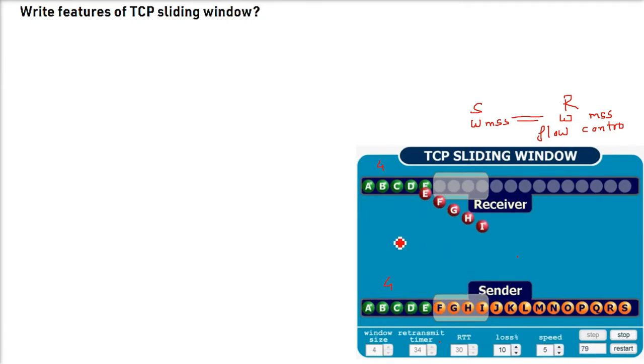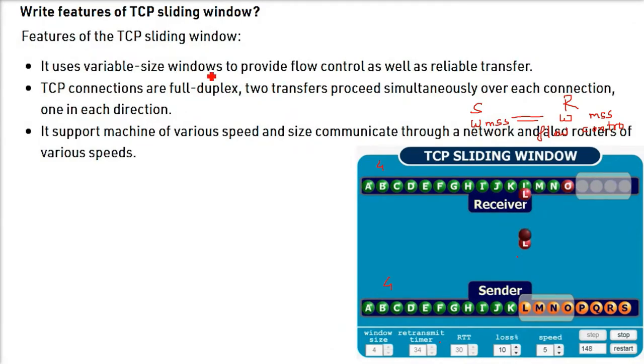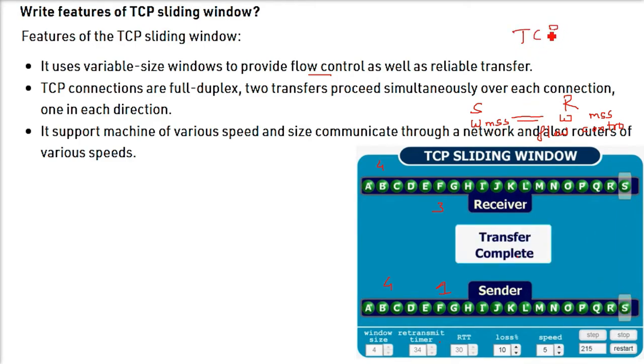This is how reliability is achieved, because every acknowledgement has to be received, and second, only 4 packets are being sent every time, as the 4-packet window step is going on. So there is flow control and there is reliability. The features of TCP are that it uses variable size windows to provide flow control as well as reliable transfer. TCP connections are mainly reliable, and also provide flow control.